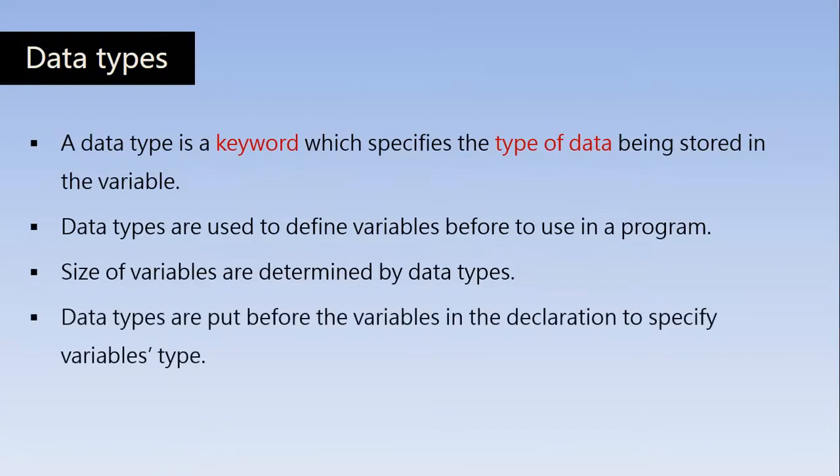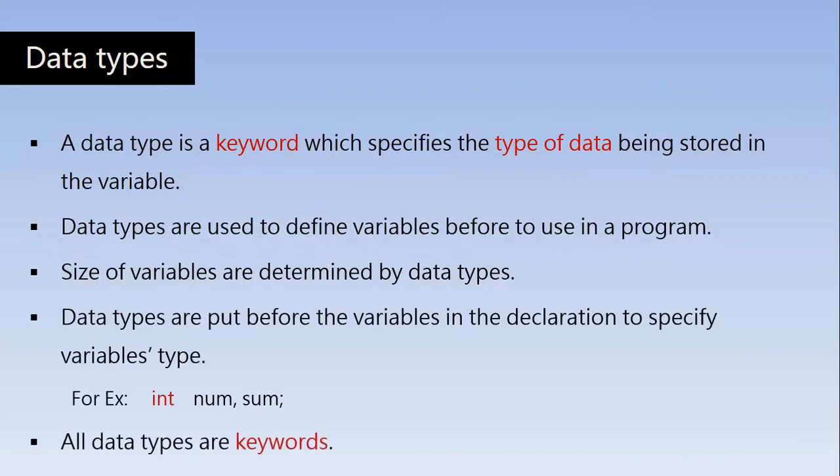Data types are put before the variables in the declaration to specify the variable's type, as we did in the last programs. For example, int num, sum. So here in this example, it's a declaration statement which declares two variables, num and sum, of the type int. So int is a data type defining the type of data being stored in the num and sum variables. All data types are keywords.